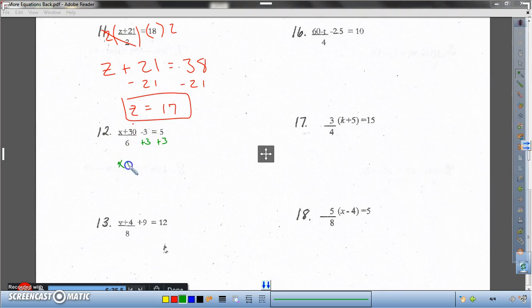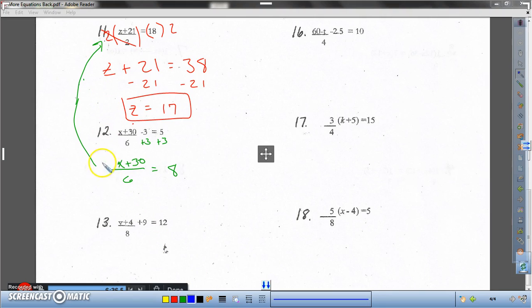My fraction x plus 30 over 6 is going to come down. 5 plus 3 is 8. At this point, I have the exact same type of problem that I just worked in number 11. And so I'll follow the same steps from this point on as I did in number 11.